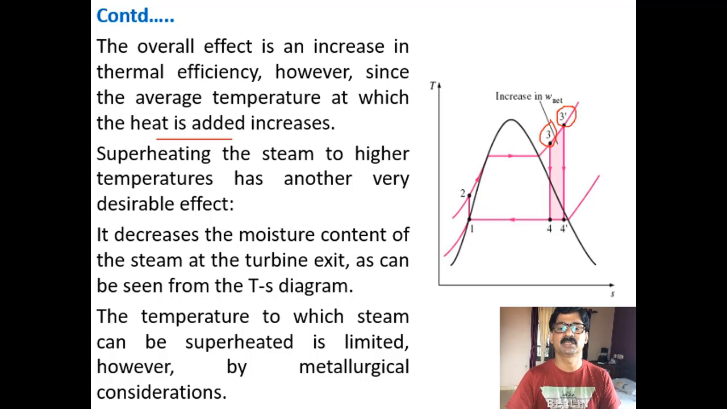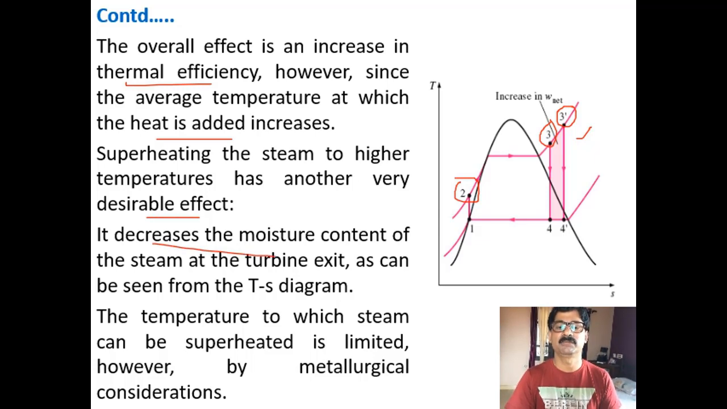What is the average temperature of heat addition? So 2 to 3 is the heat addition process, so the average temperature of heat addition is T2 plus T3 by 2. Now since T3 is increased to T3 dash, the average temperature of heat addition becomes T2 plus T3 dash by 2. So the mean temperature of heat addition also increases, and the thermal efficiency also increases. Superheating the steam to higher temperature has another very desirable effect. So what is that? It decreases the moisture content of the steam.